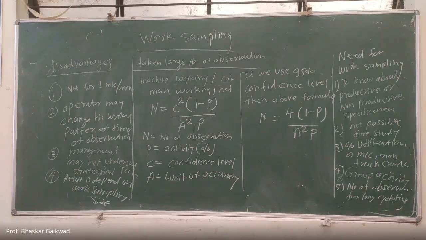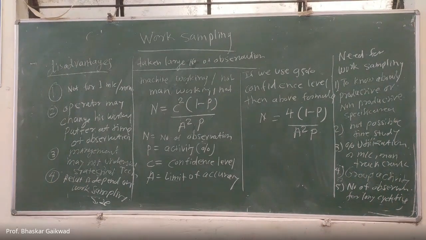Today we have gone through work sampling. Before that, we solved two problems of standard time calculation. Work sampling is the work measurement technique used to find how many times men or machines will remain idle. Then some statistic techniques we can use for deciding the number of observations.